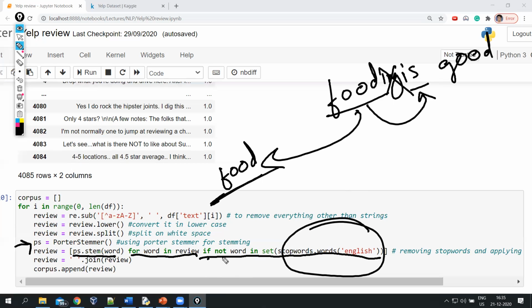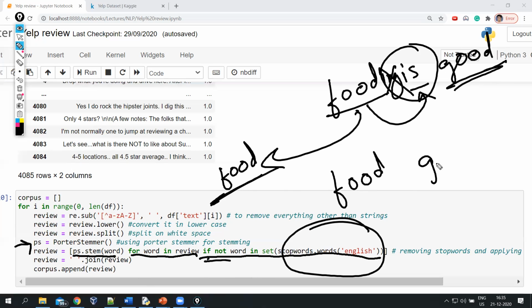Okay, because I have written if not in stop word, then only return. So if it is a stop word, it will return nothing. After that it will go into "good". So good is also not a stop word, it will again go to stemmatization. It will do stemmatizing, but as it is an original word, it will do nothing on it. So you will get a new sentence as "food good".